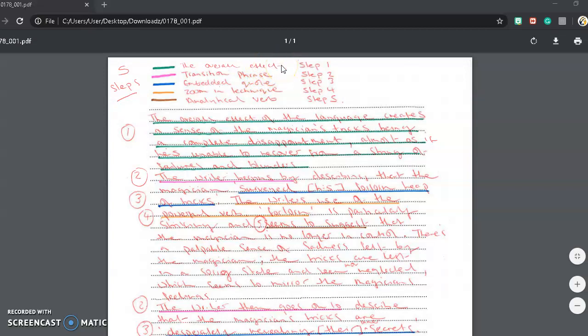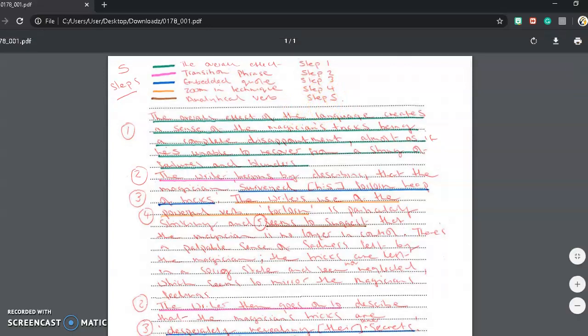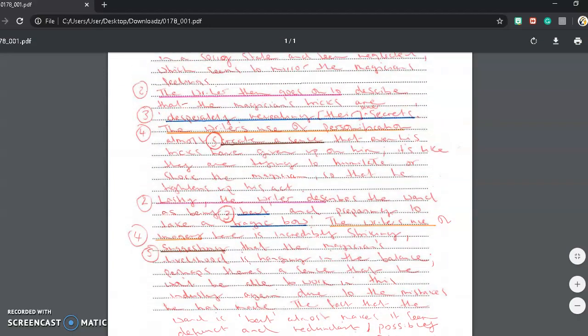Step 2, using a suitable transition phrase. Step 3, embedded quotation. Step 4, the zoom in technique, so zooming into a powerful word or a technique such as a simile or onomatopoeia. Step 5 is using some sort of analytical verb to signpost your analysis. And step 5 is the most important step. This is essentially where you get your marks from. So let's see how I have put this response together.